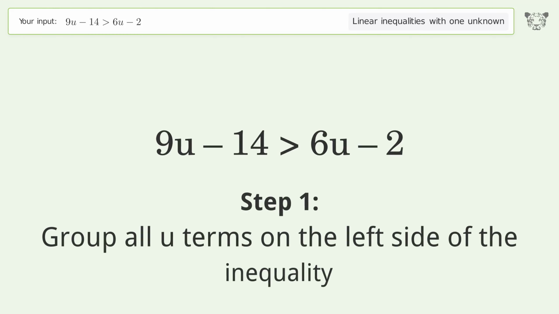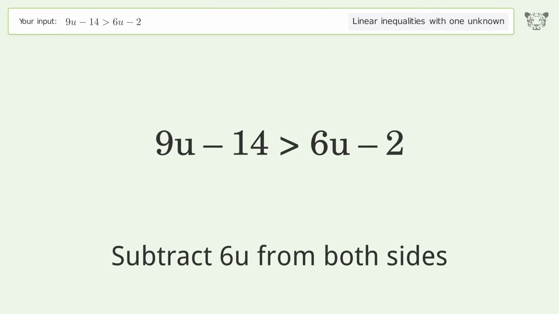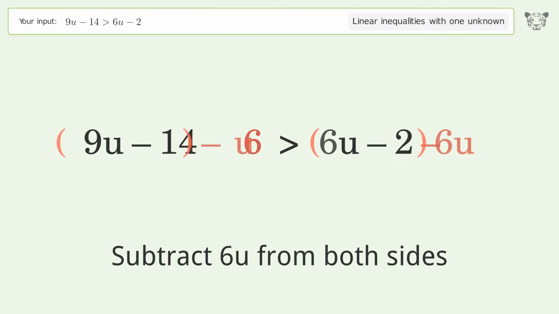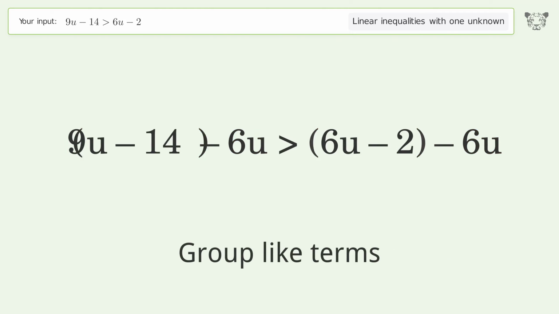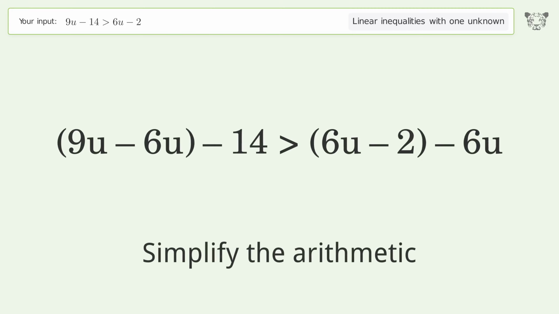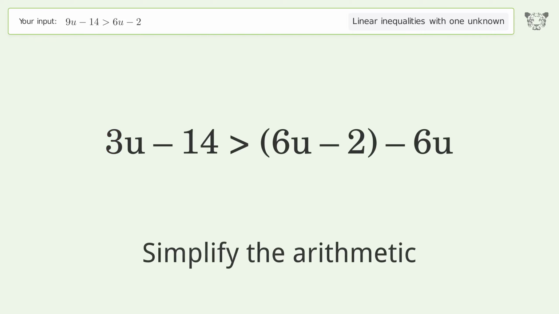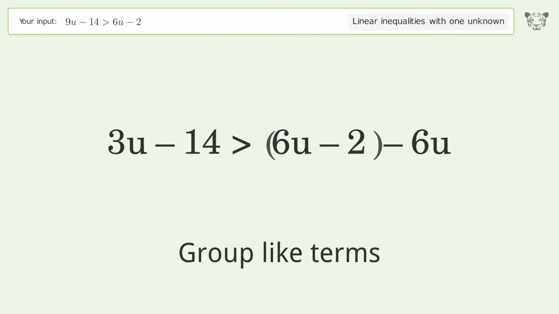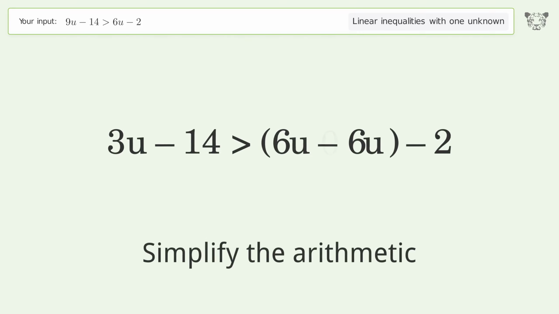Group all u terms on the left side of the inequality. Subtract 6u from both sides. Group like terms. Simplify the arithmetic. Group like terms. Simplify the arithmetic.